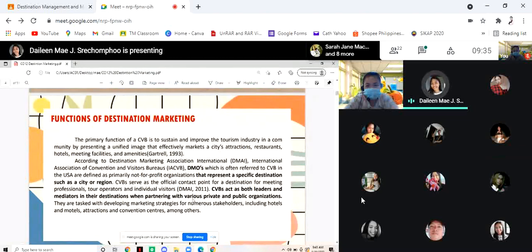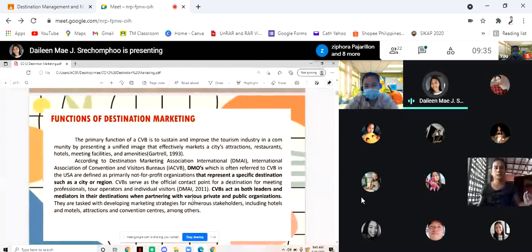According to Destination Marketing Association, International Association of Convention and Visitors Bureaus, DMO, which is often referred to as CVB in the USA, are defined as primarily not-for-profit organization that represents a specific destination such as city or region. So yun, napag-aralan na rin natin to dun sa mga nakaraang modules na yung DMOs nga nagre-represent ng isang specific destination sa isang city or sa isang region.